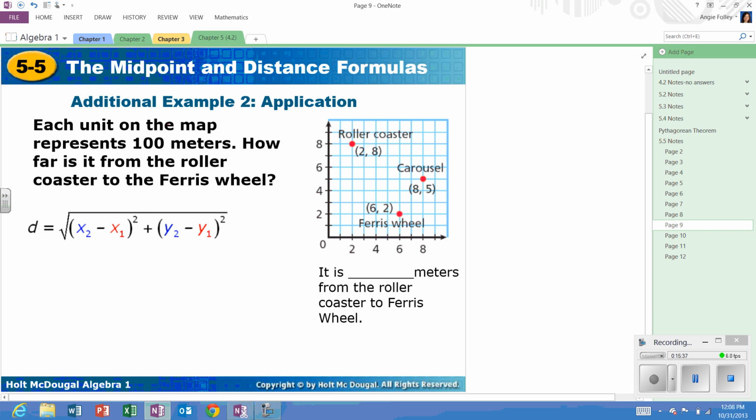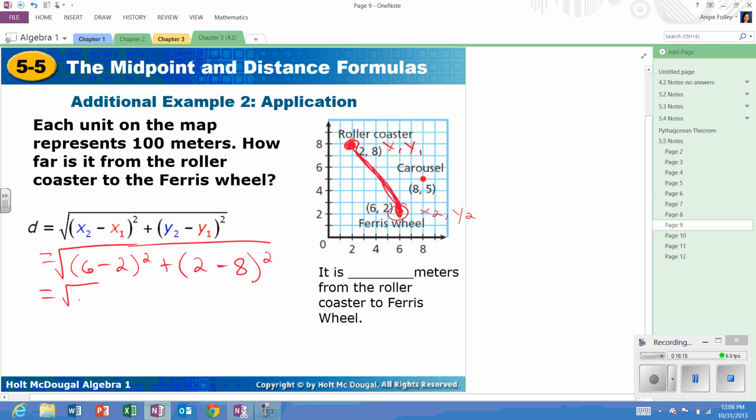We have a word problem. Each unit on the map represents 100 meters, okay? How far is it from the roller coaster, so from this point, to the Ferris wheel, to this point? That wasn't a very straight line. So we're going to plug in our values. I'm going to use this as my x2, y2, and this is my x1, y1, okay? So my x2 is, what do I have? I've got a 6 minus a 2 plus my second y is a 2 minus 8.